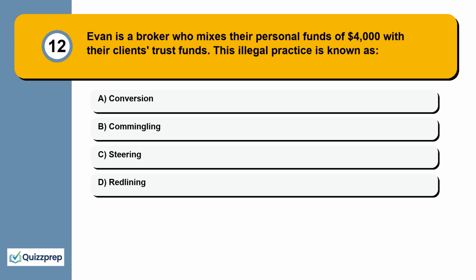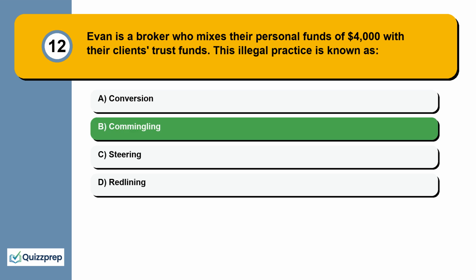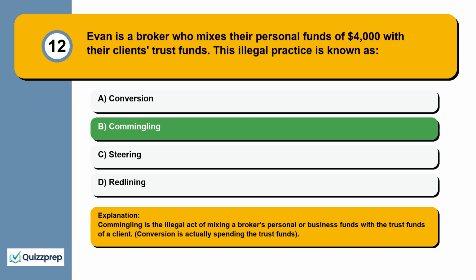Question 12. Evan is a broker who mixes their personal funds of $4,000 with their clients' trust funds. This illegal practice is known as conversion, commingling, steering, redlining. Commingling is the illegal act of mixing a broker's personal or business funds with the trust funds of a client. Conversion is actually spending the trust funds.